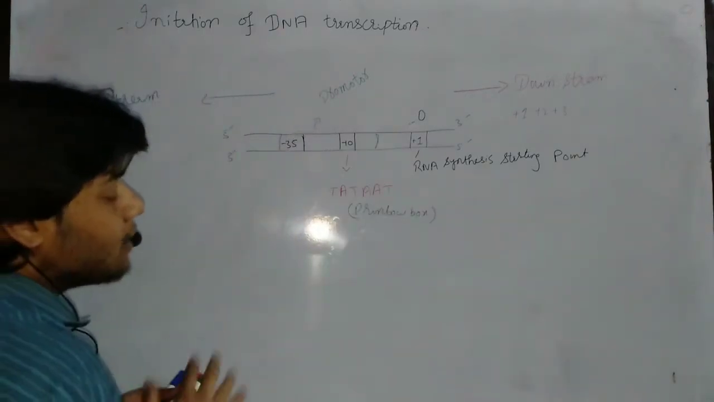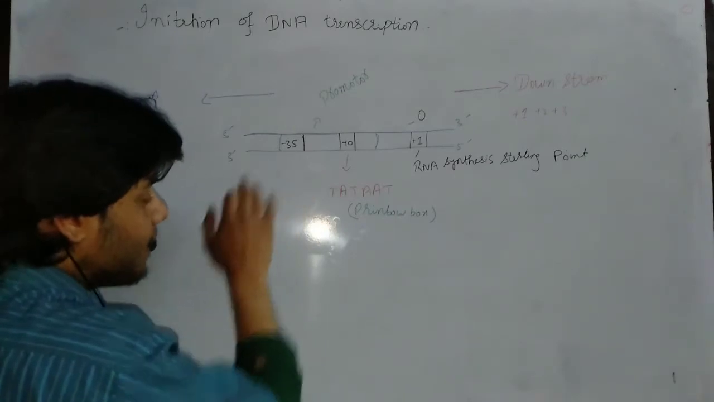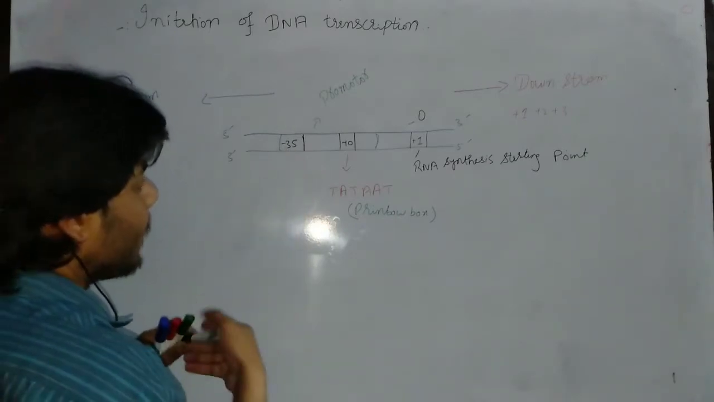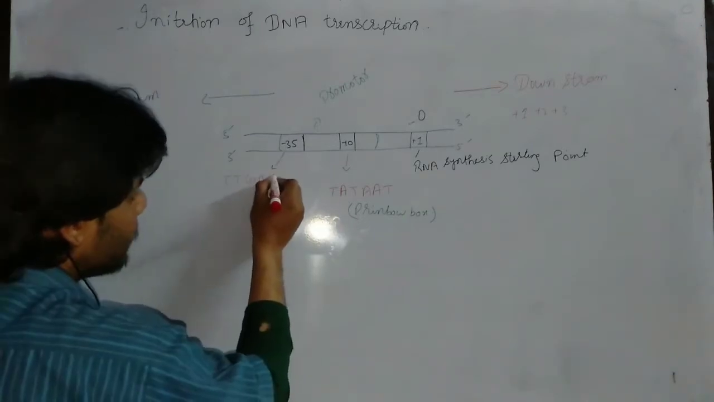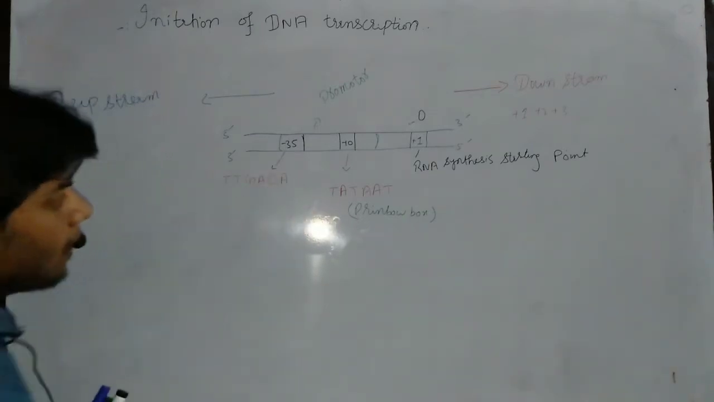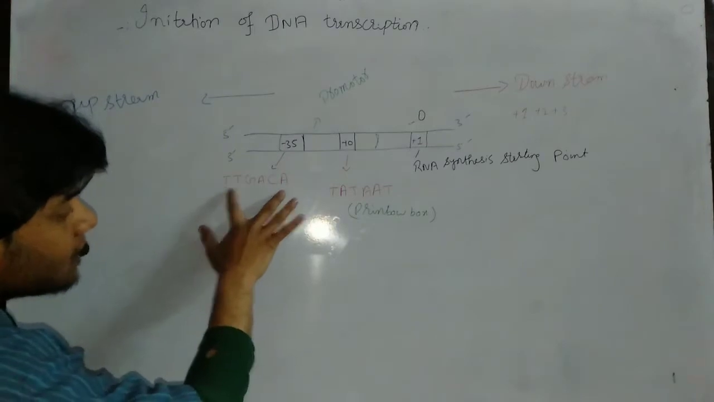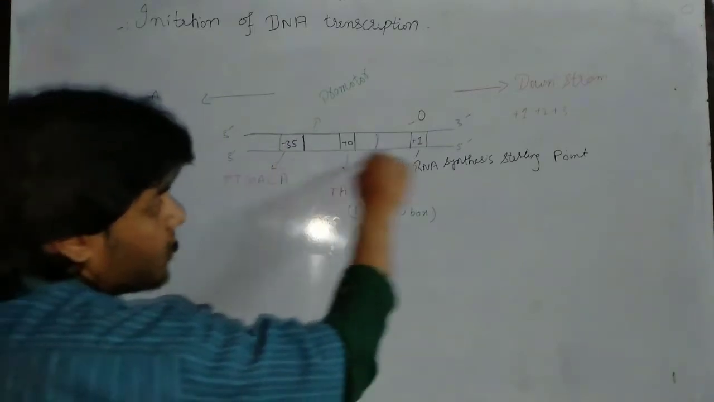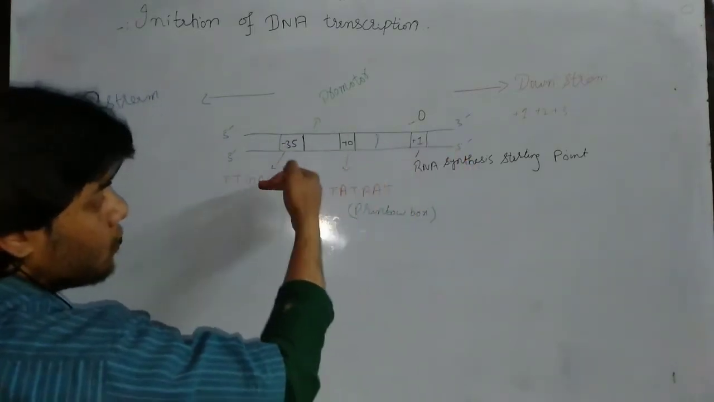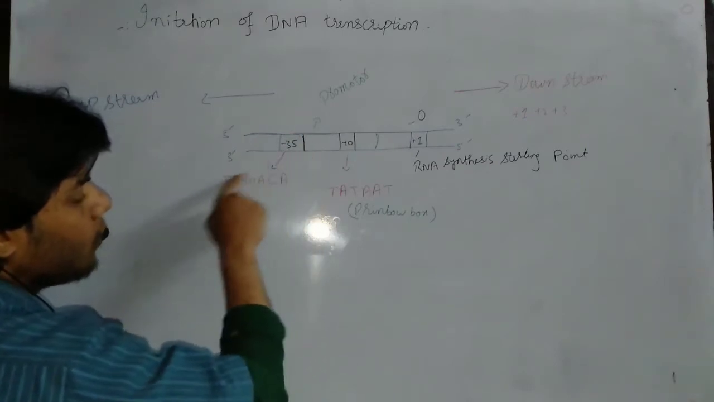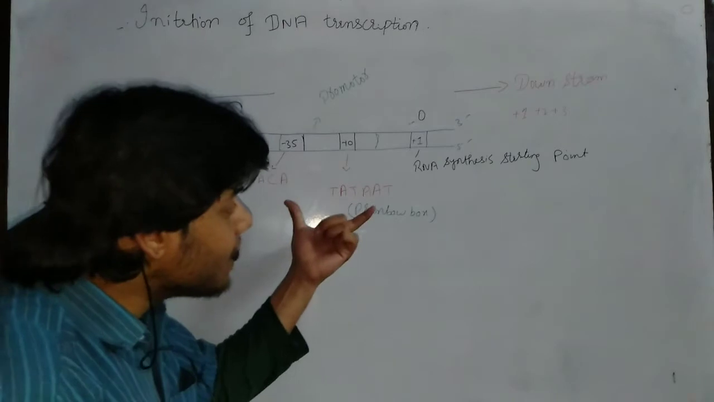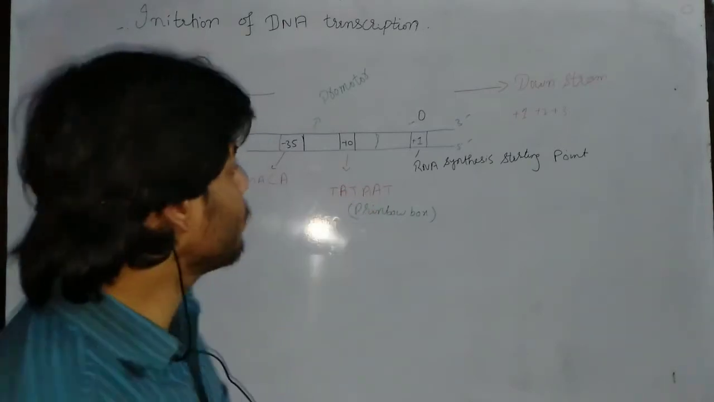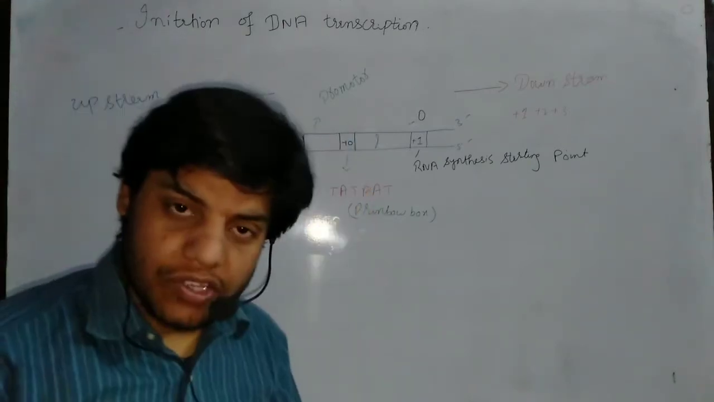Okay, so at -10 and at -35 position, there are some other consensus sequences. Let me write A, C, A. Now remember, these sequences are present on the lower strand, 3' to 5'. So their complementary sequences will be, you can write their complementary. So these are the consensus sequences that are usually present in the promoter region.